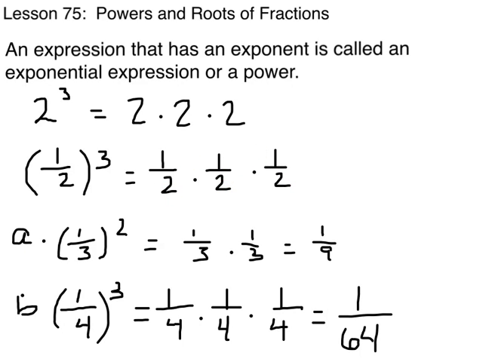So, in A, we have 1/3 squared. That simply means 1/3 times 1/3. When we multiply, we get 1/9. B is 1/4 to the third power, which means 1/4 times 1/4 times 1/4 for an answer of 1/64.